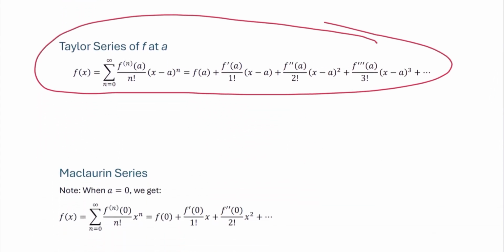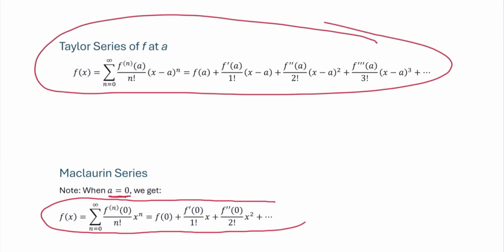The Maclaurin series is just a special case scenario. Here, we're going to let a specifically be 0. And if a is 0, we have a similar function. It looks a little bit simpler simply because a is now 0.